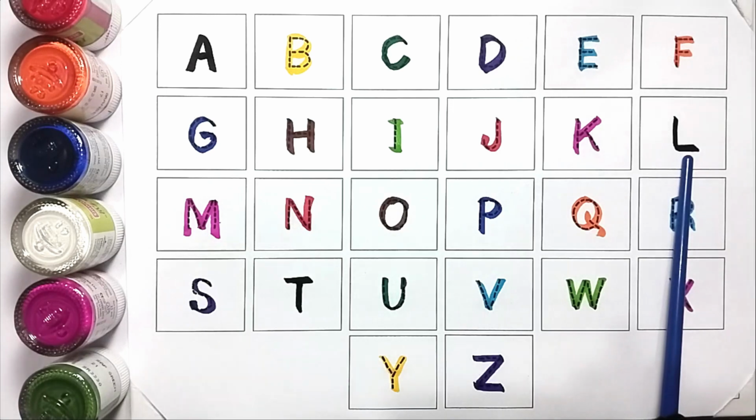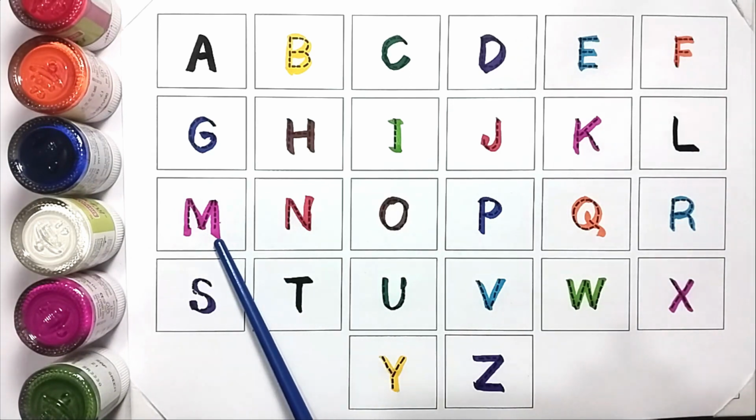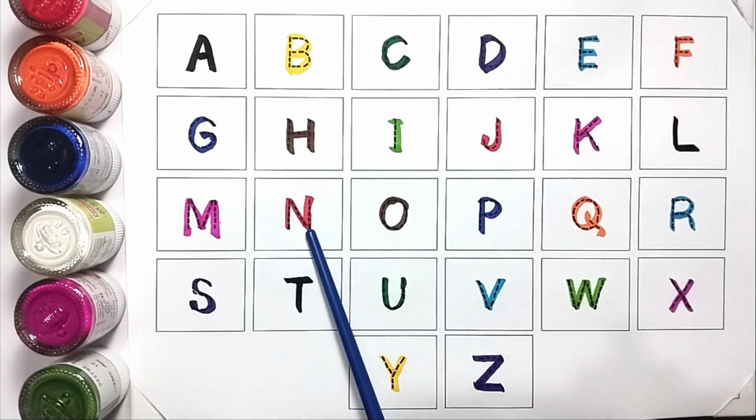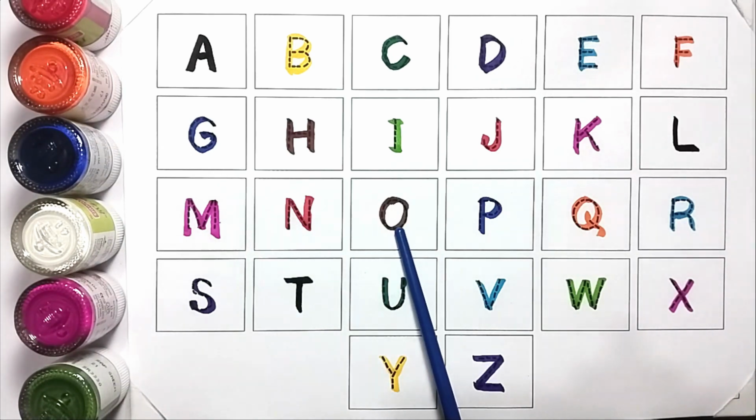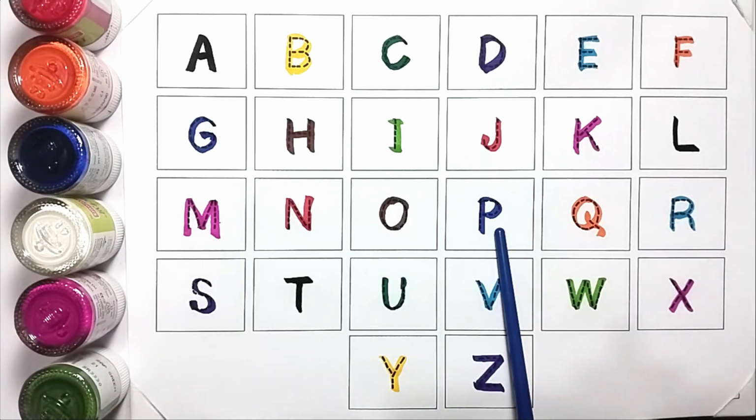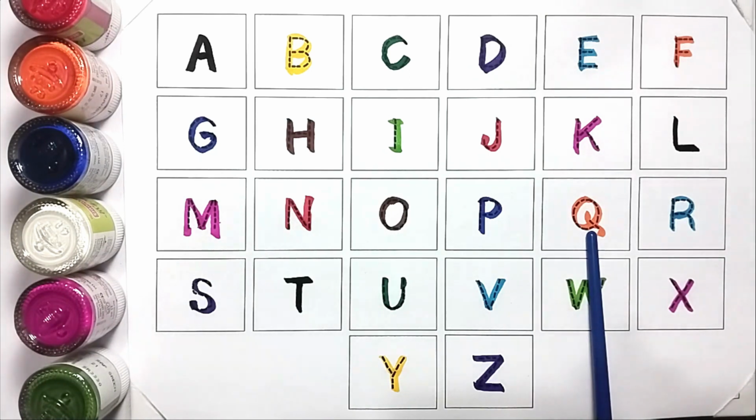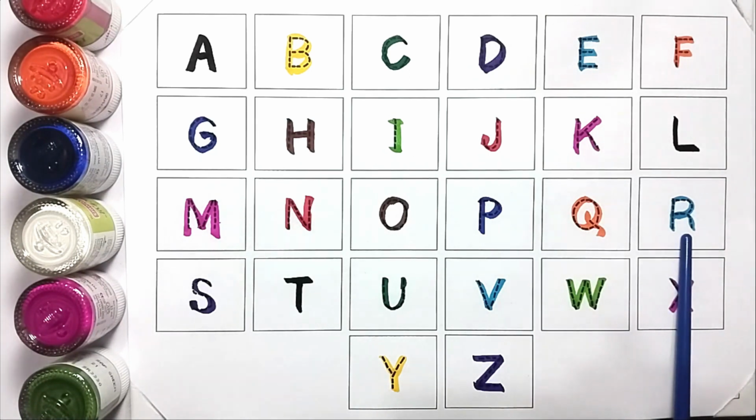L for light. M for mouth. N for nose. O for orange. P for pencil. Q for queen. R for rainbow. S for sun. T for tea. U for umbrella.